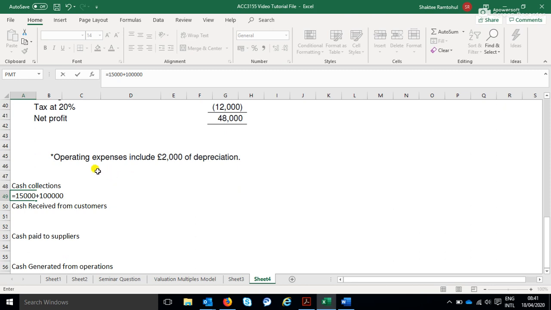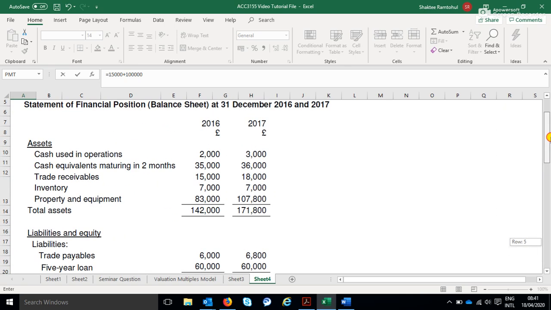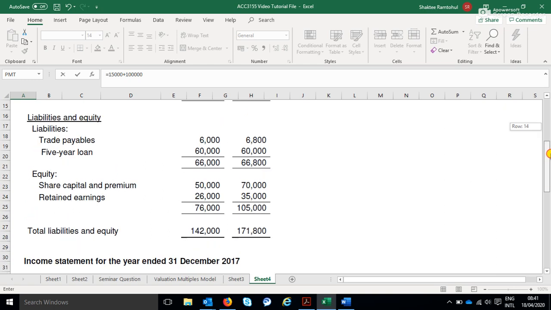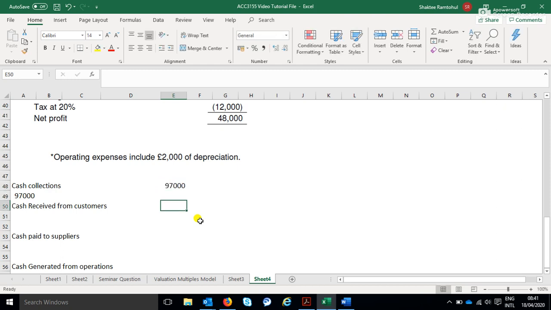If at the end of the year we would have collected all of this, 115,000, there wouldn't be any trade receivables at the end, isn't it? But let's go and check the receivables at the end of 2017. And we find that there is an element of 18,000 pounds at the end, meaning that we haven't yet collected 18,000. So our cash collections become 97,000. Or you can call it cash received from customers.